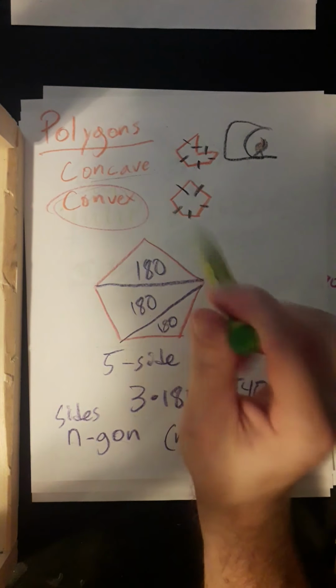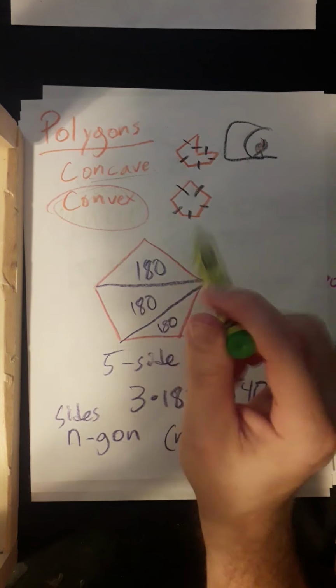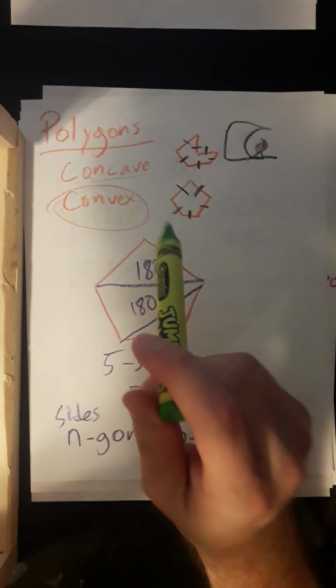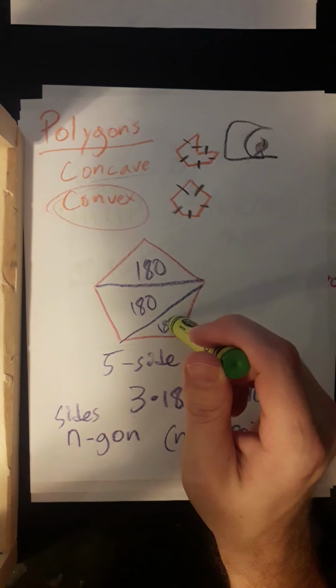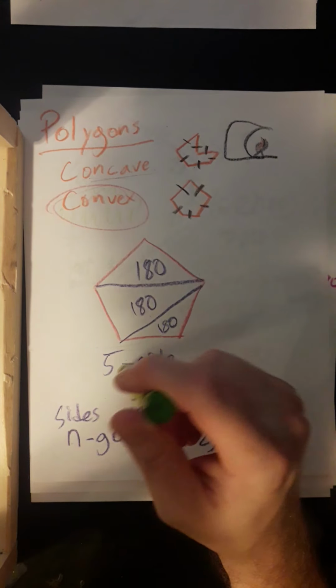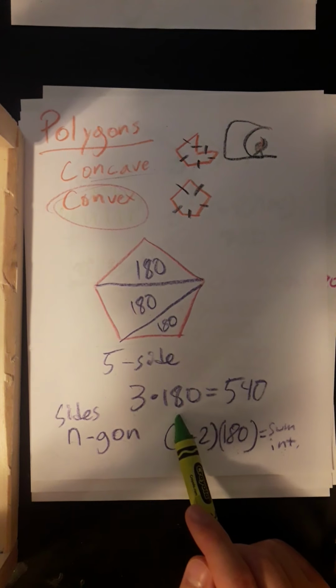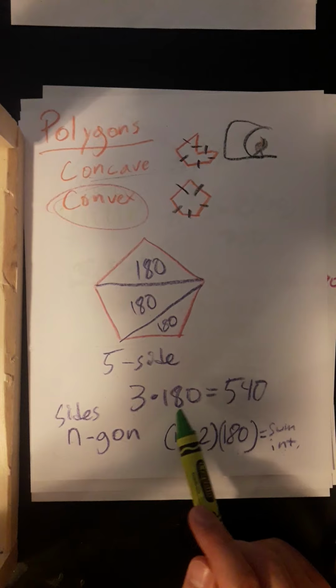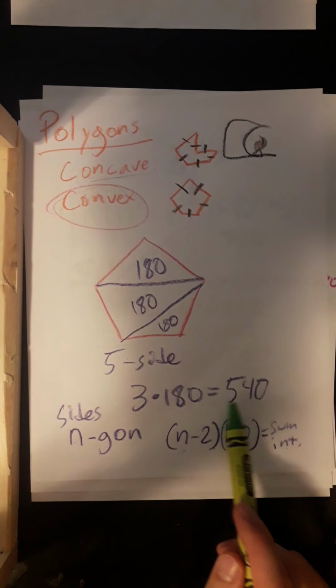For this pentagon, we can split it into 3 triangles. Whenever you're trying to find the sum of the interior angles for any polygon that is convex, split it into triangles, and then multiply how many triangles you have by 180, because that's the sum of the interior angles for any triangle. So in this case we had 3, so we had 3 times 180, and we got 540.